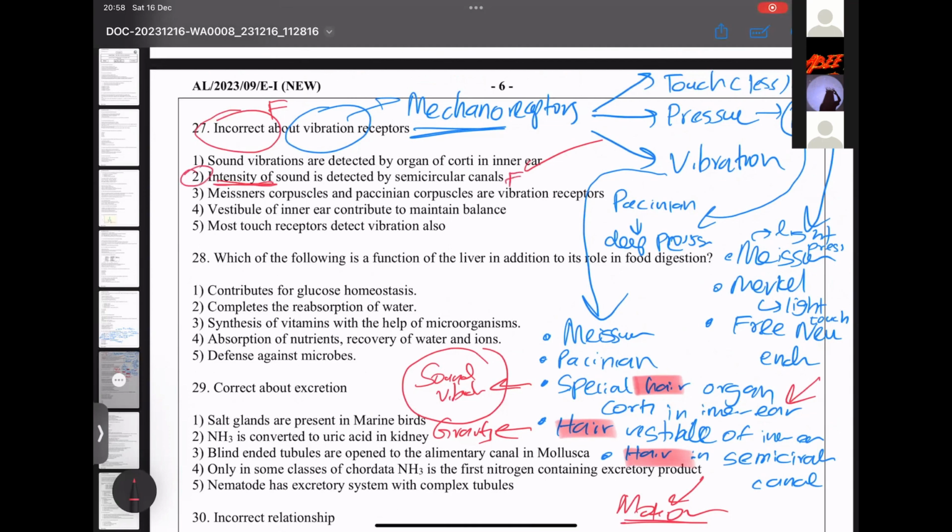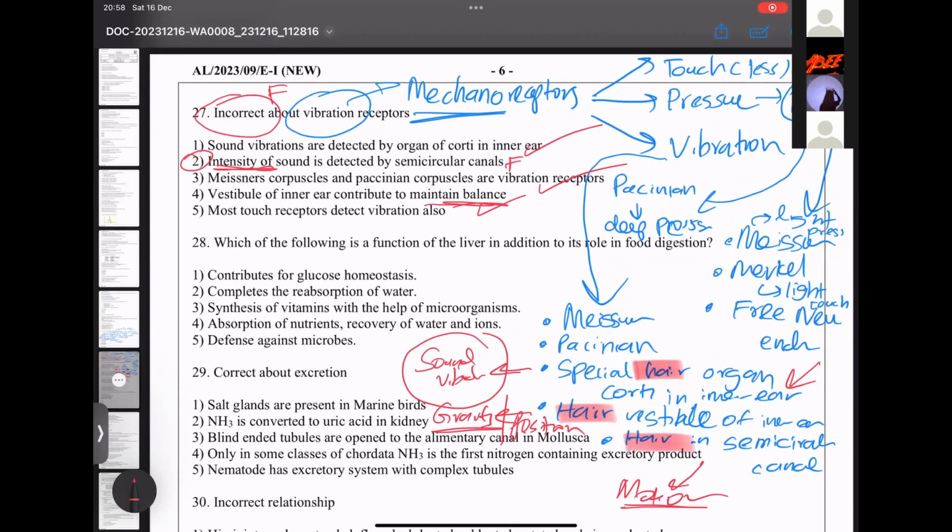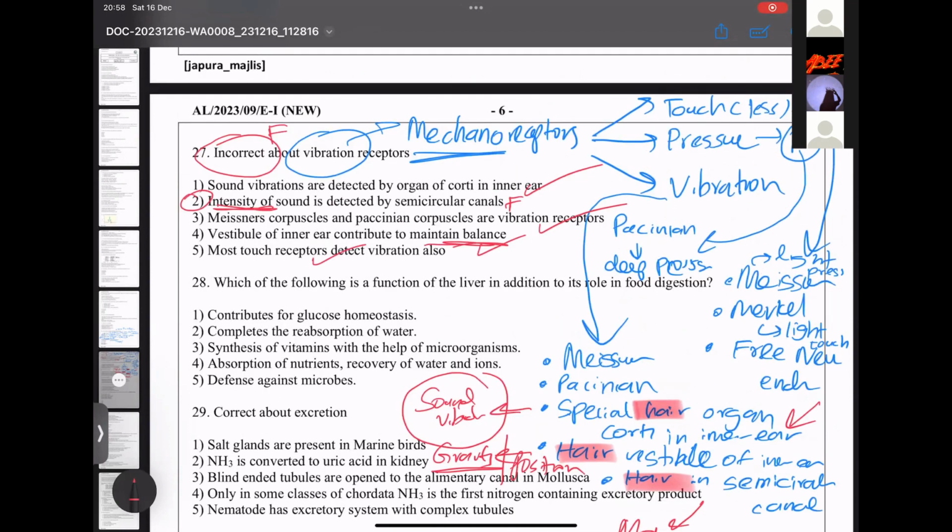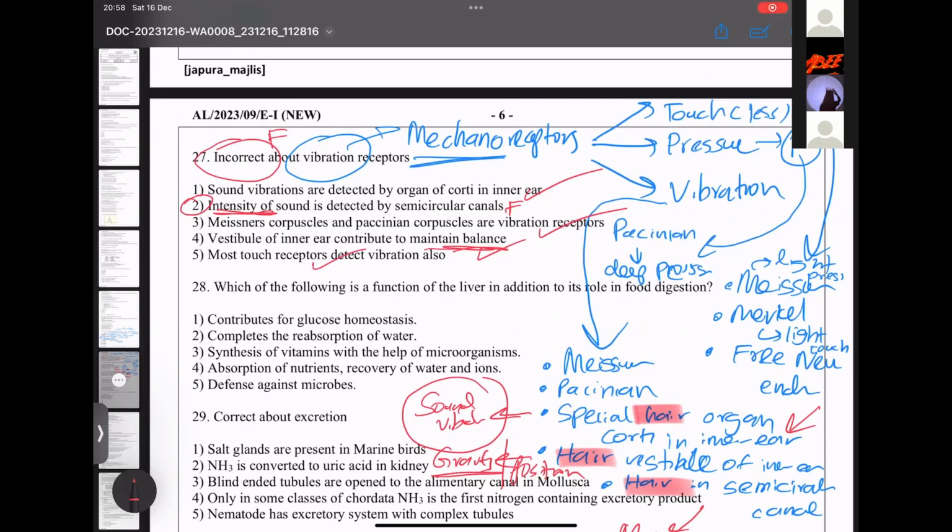Other one, Meissner corpuscles and Pacinian corpuscles are vibration receptors, true. Vestibule of the inner ear contributes to maintaining balance. When they say gravity and also position, you should know your position, so yes, it will help maintain your balance. If you know your position, you are in balance. And finally, touch receptors also detect vibration too. Can you clearly see here now? So the answer is 2. What is incorrect? Intensity of sound. I think you all understood. If you have doubts, you can put them in the chat.